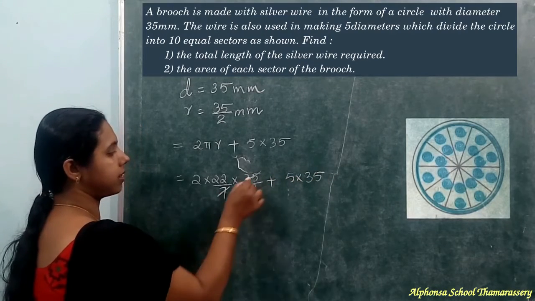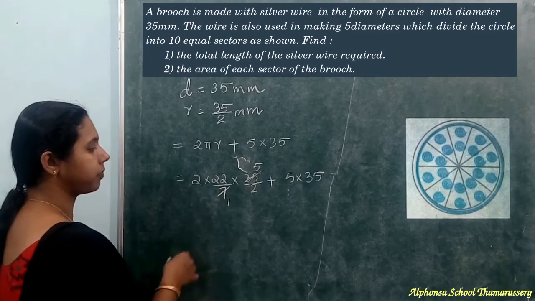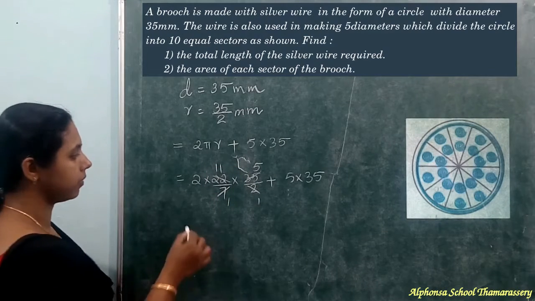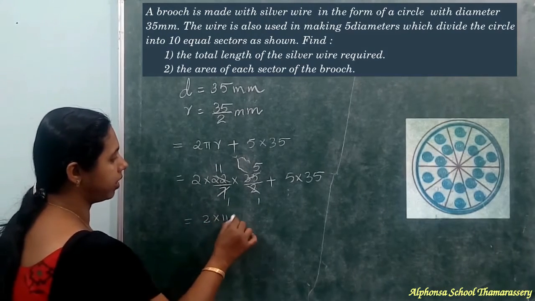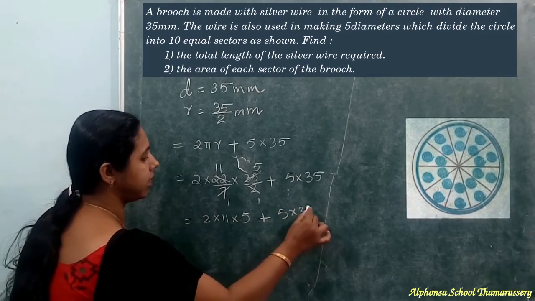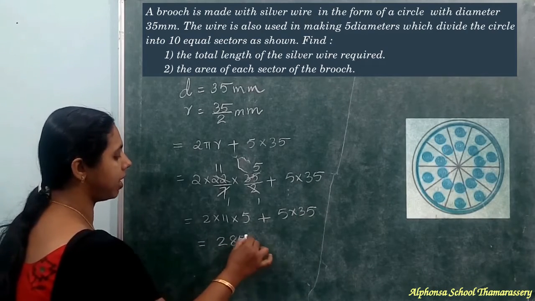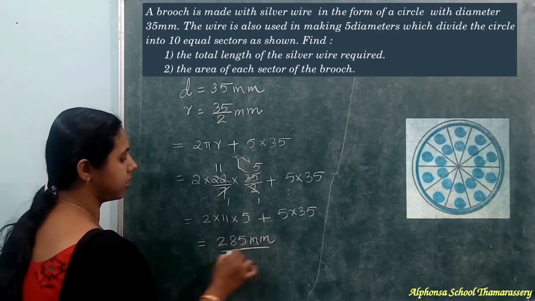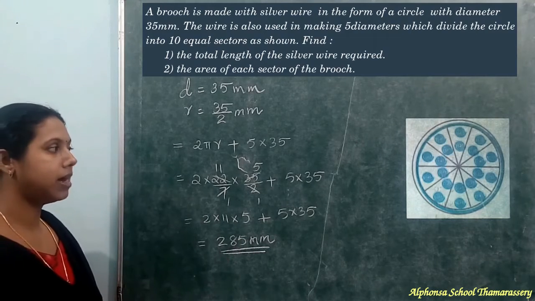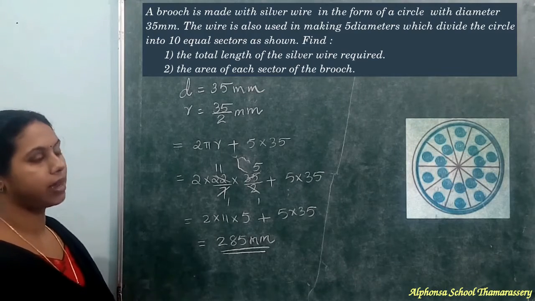Here 7 and 35, the 7 is the common factor, so 5 sevens are 35, and here 1 2 is 2, 11 twos are 22. So 2 into 11 into 5 plus 5 into 35, that is equal to 285 millimeters. The total length of the silver wire is equal to 285 millimeters. So we got the first question answer, the total length of the silver wire used in that object.